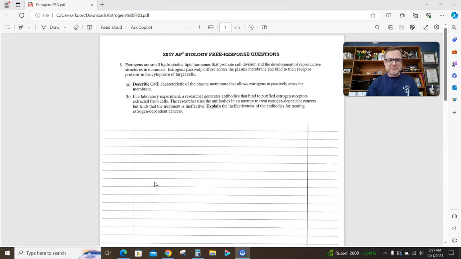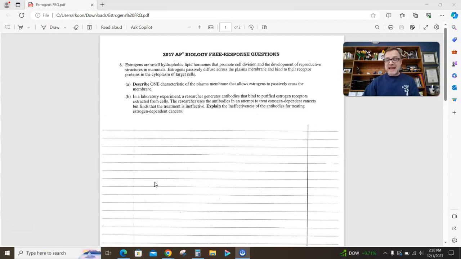All right, part B. In a laboratory experiment, a researcher generates antibodies that bind to purified estrogen receptors extracted from cells. The researcher uses the antibodies in an attempt to treat estrogen-dependent cancers, but finds that the treatment is ineffective. Explain the ineffectiveness of the antibodies for treating estrogen-dependent cancers.